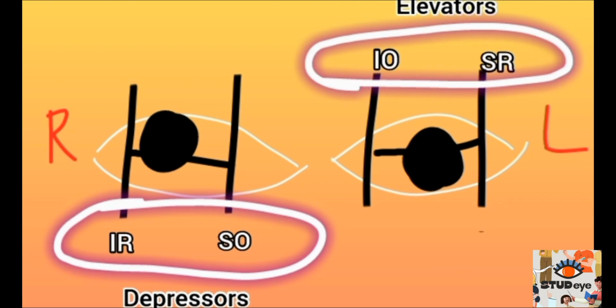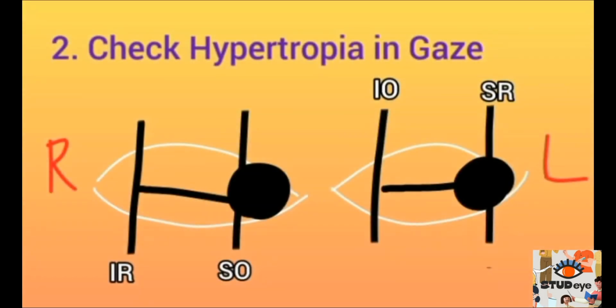So over here, the right eye depressors, which are inferior rectus and superior oblique, are suspected muscles, and in the left eye, the elevators, which are inferior oblique and superior rectus, are the suspected muscles. So now we have to check which single muscle out of the 4 has the problem. So let's move on. Now we are done with the first step, in which we evaluated that out of 8 cyclovertical muscles, 4 are normal and 4 are suspected muscles.